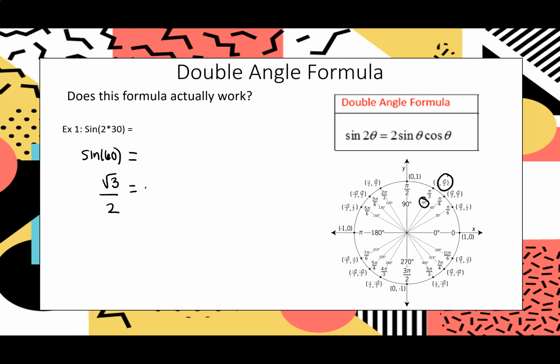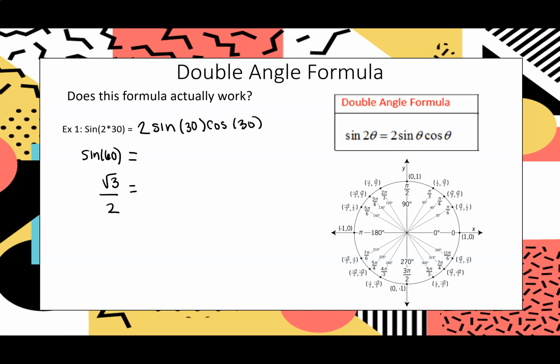Okay, so now I'm basically saying, hey, I really want the right side to be root 3 over 2. Well, we have to apply the formula being 2 sine theta cosine theta. So I have to write 2 sine, and then what's my theta in this situation? Well, remember I said it was 2 theta, where my theta is 30. So this is going to be 2 sine 30, and then cosine 30. So all I've done right here is identified my theta, and I've just plugged into my formula.